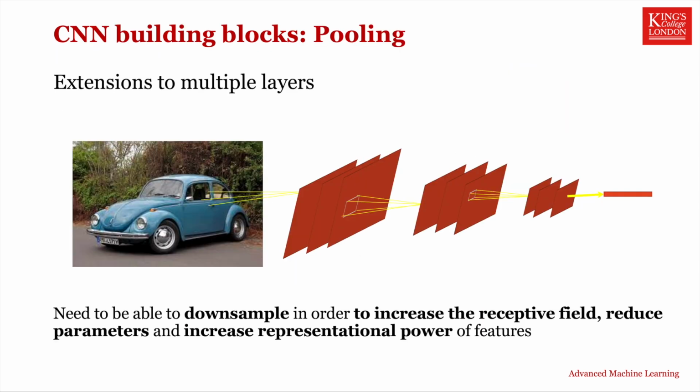So that's the high-level differences which occur during optimization, but what are the key building blocks that we should be aware of when creating our CNN network classes? Let's start by considering downsampling. Networks need to be able to downsample in order to increase their receptive field, reduce parameters, and increase representational power of their features. We'll first look at how this can be done through pooling.